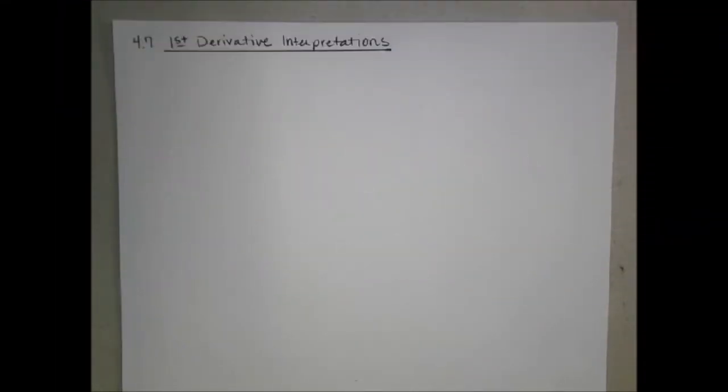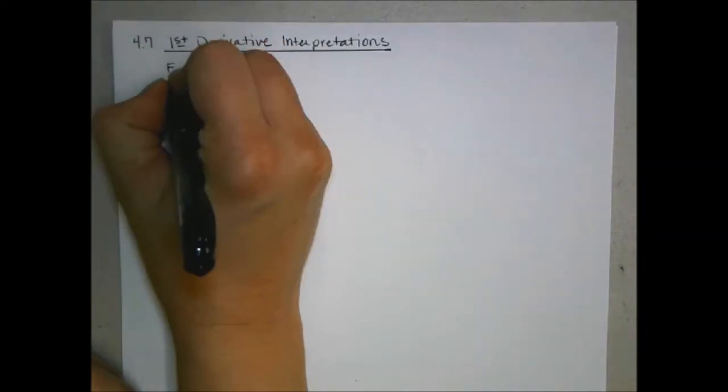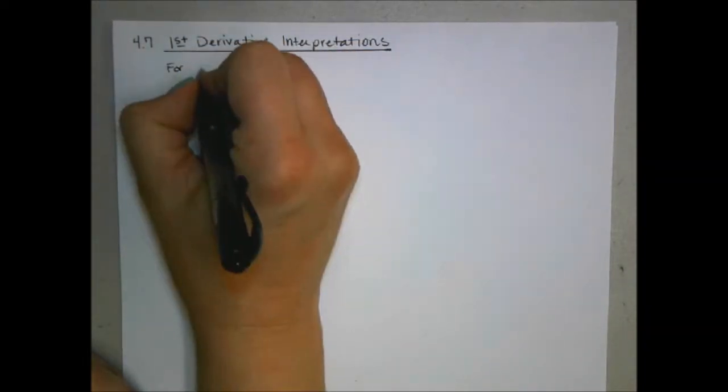4.7 is about first derivative interpretation. We're going to be looking at how a function relates to its derivative.